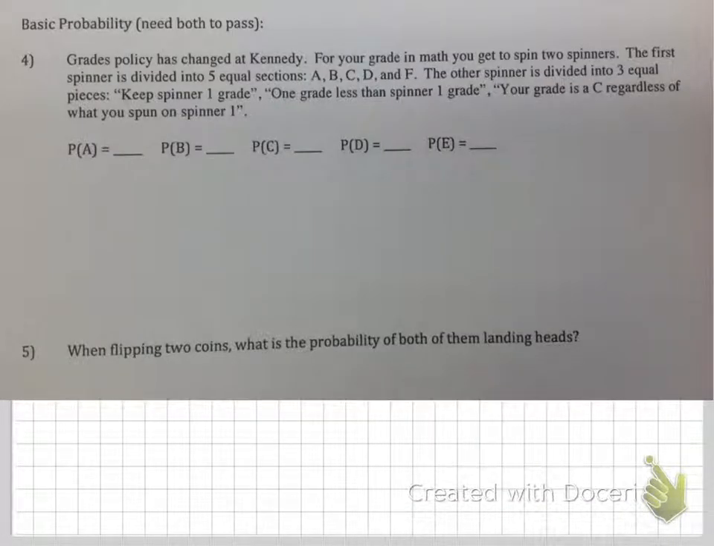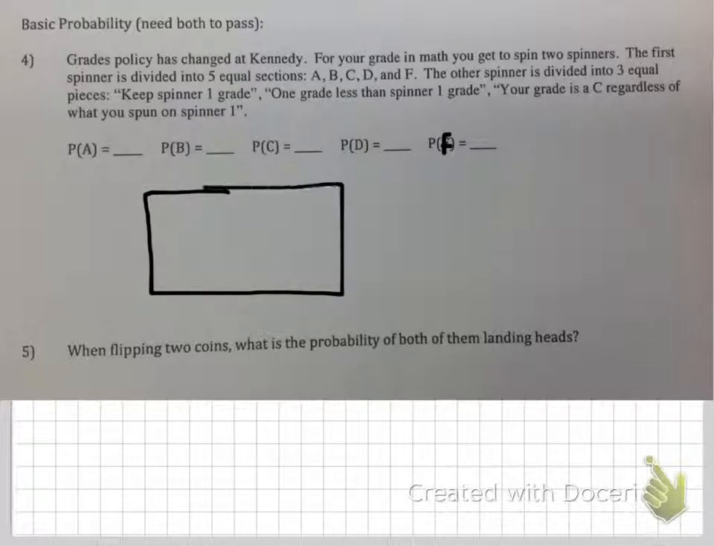Alright, problem number 4. This is a cool way to do grades. Would you do this? No work would be required. It's just a matter of luck. Grade policy has changed. For your grade in math, you'll get to spin 2 spinners. The first spinner is divided into 5 equal sections, A, B, C, D, and F. The other spinner is divided into 3 equal sections: keep spinner 1's grade, 1 grade less than spinner 1, or your grade is C regardless of what you spun in spinner 1. I could draw them out, but I think I'm going to make an area model since I have 2 different spinners.